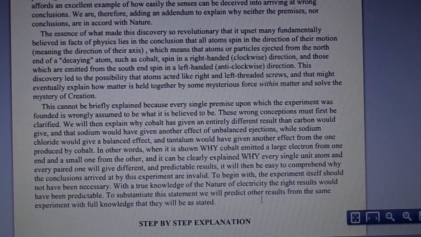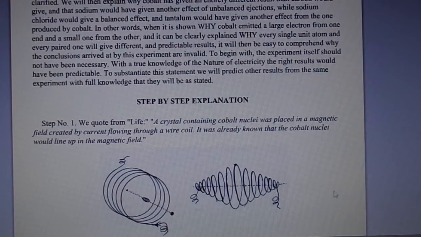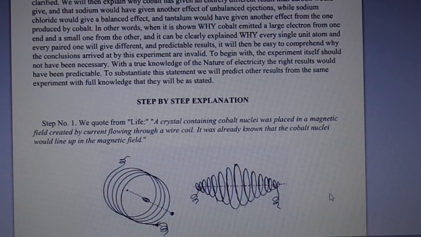To substantiate this statement, we will predict other results from the same experiment with full knowledge that they will be as stated. Step-by-step explanation. We quote from Life: A crystal containing cobalt nuclei was placed in a magnetic field created by current flowing through a wire coil. It was already known that the cobalt nuclei would line up in the magnetic field.